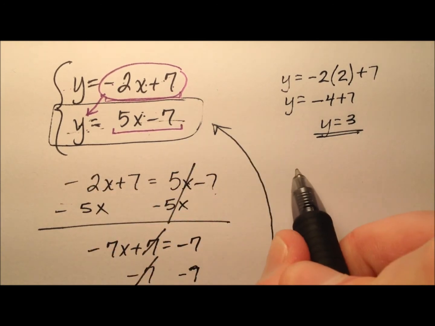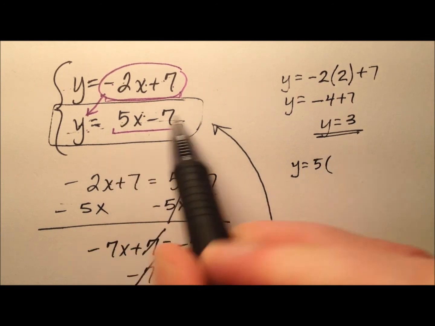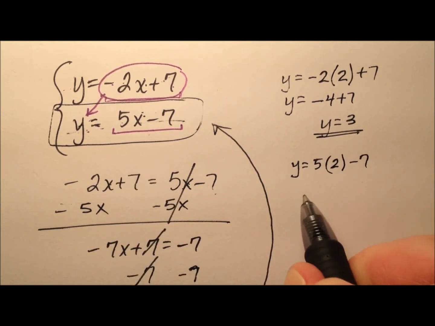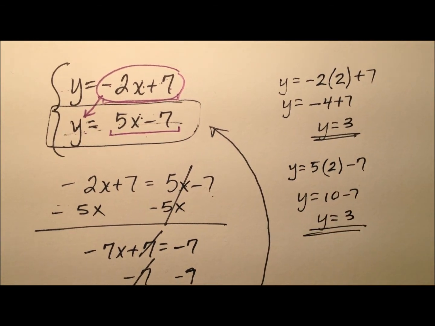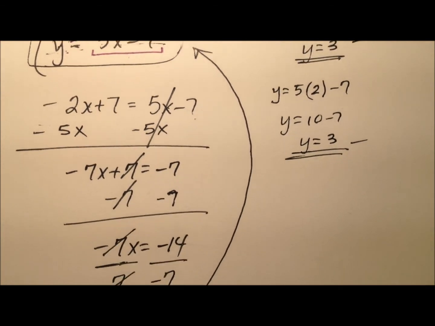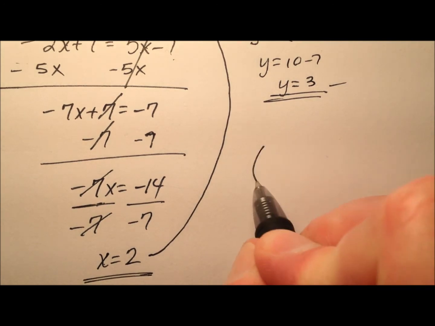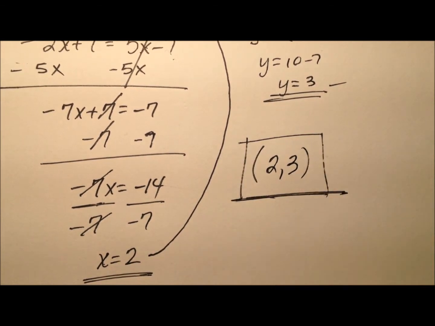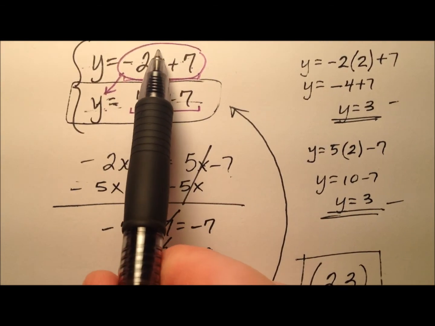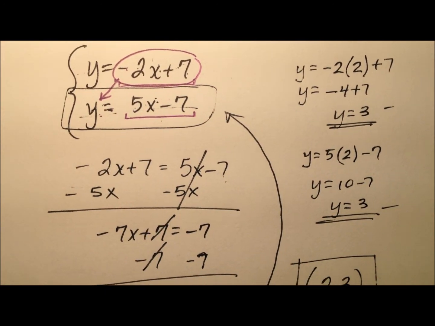Okay, just for grins and giggles, let's put it in that second equation as well. So 5 times my x value of 2 minus 7. So 10 minus 7. Hey, look, also 3. So both y values are the same. So we know the ordered pair that functions as the point of intersection of these two lines is going to be (2, 3). And that will be the only ordered pair that satisfies both of these equations simultaneously, because that's the point of intersection if you're going to graph them.